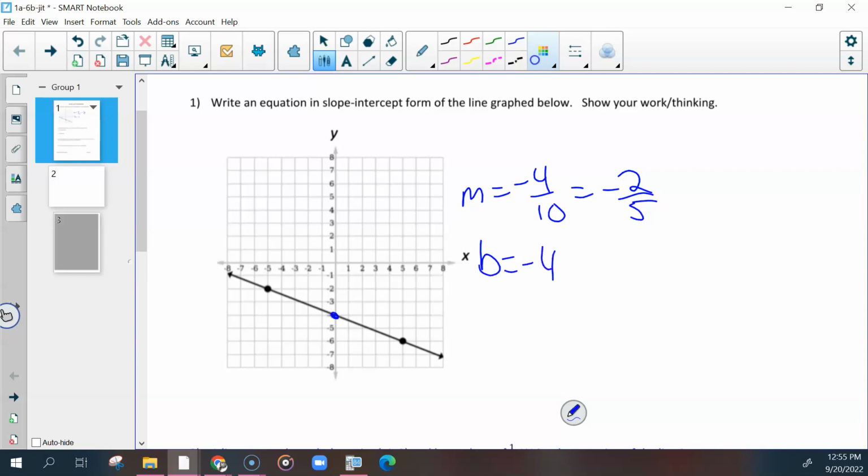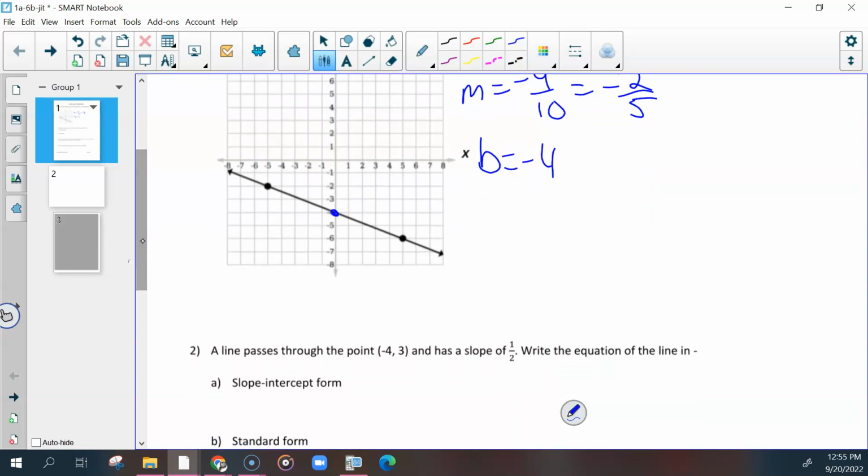So once you have those two things, put them together in your y equals mx plus b. So y equals -2/5 x minus 4 was your equation for that one. Do we have any questions on that one?